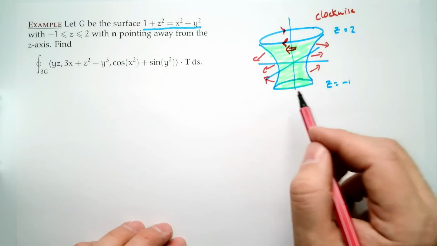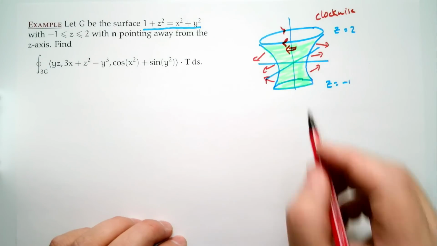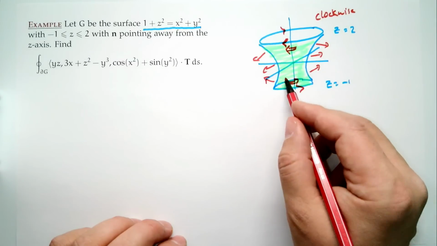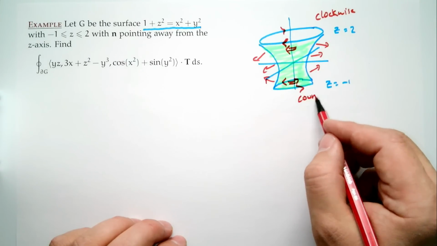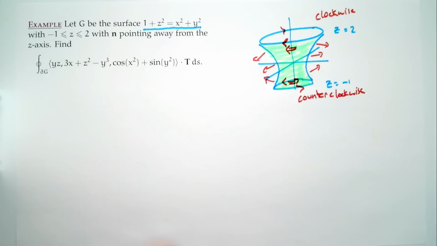How about downstairs? So will that also be clockwise? No. Now you got to go in the opposite way. So it's counterclockwise. We've seen this kind of thing before, where we had like a hole thing in the Green's theorem. Okay.